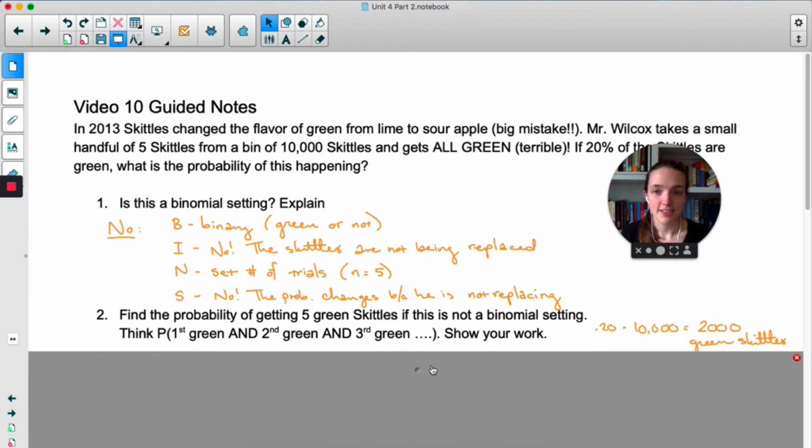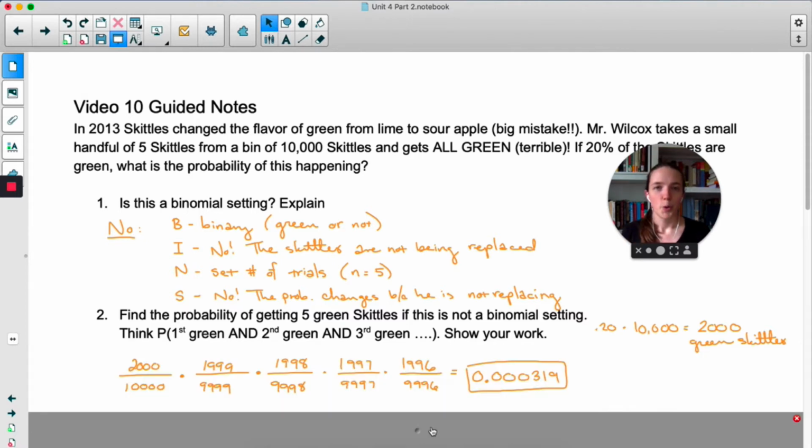So 20% of the Skittles are green, which means that's 2,000 green Skittles out of 10,000. Pause the video and use the multiplication rule to calculate the probability that you get 5 green Skittles in a row. Whew, okay. 2,000 out of 10,000 for the first Skittle, 1,999 out of 9,999 for the second Skittle, and so on. There's a very small chance that he gets 5 green Skittles in a row.